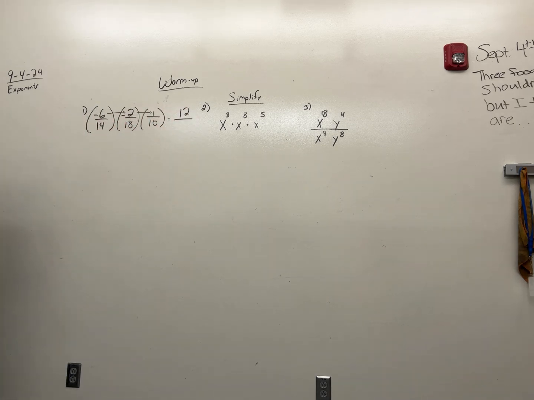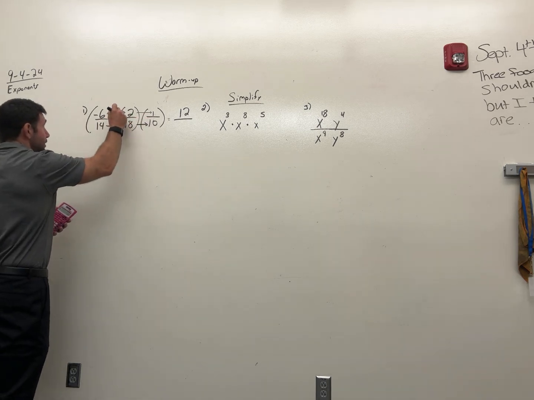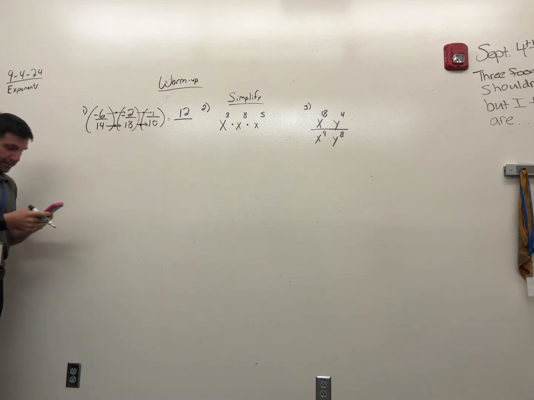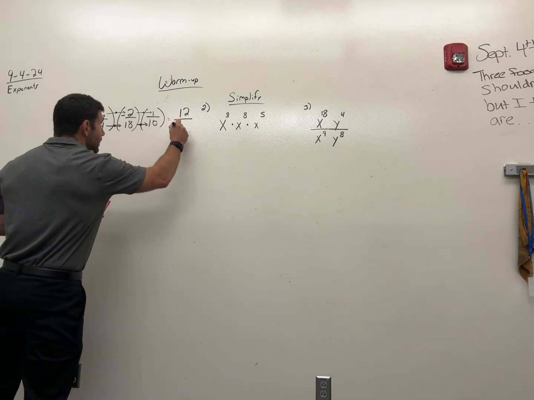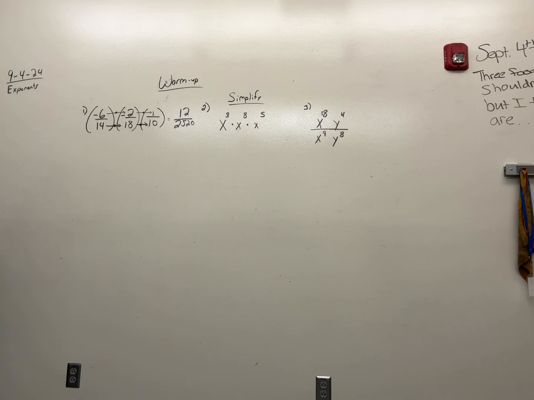Then I have to do the same thing for the what? What's the bottom number of a fraction called? Denominator. So I do 14 multiplied by 18 multiplied by 10. And I'll make sure that I put those little dots there so we know we're multiplying. 2,520. I showed you yesterday how to do these.